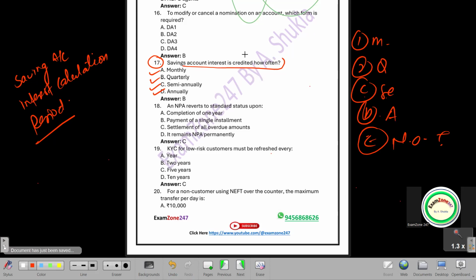Payment, crediting is a different thing, calculation is a different thing. See, tell me what is the calculation period? Yes, Piyush, very good. No, Sahil. It is on daily basis. It is on daily basis. Let me give you a clear idea how it is calculated.